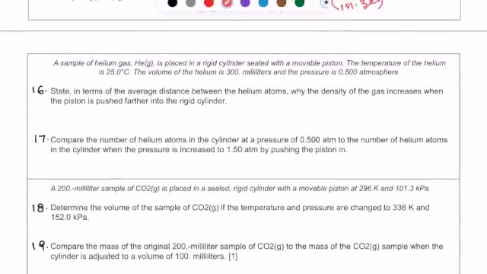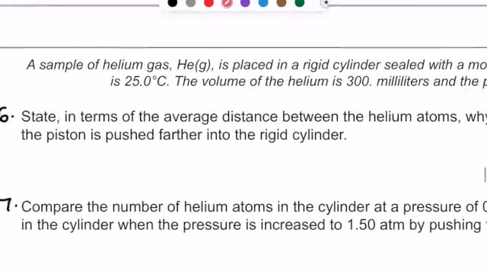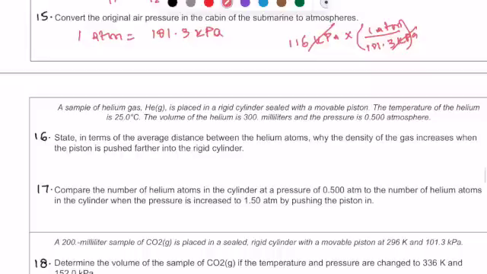State in terms of average distance between the helium atoms why the density of gas increases when the piston is pushed further into the rigid container. So what happens is that when you are increasing the pressure, remember that the equation for the density is mass over volume. So when you are increasing the pressure, the volume decreases, but the mass stays the same. So to answer this question, you can just say the mass stays the same, but the volume decreases, which is why the density increases, because density and volume, according to this equation, are inversely related.